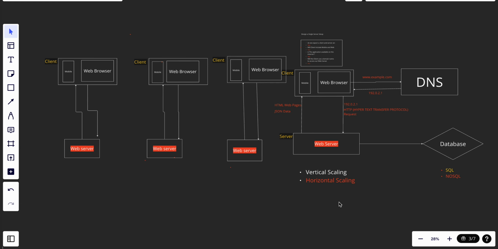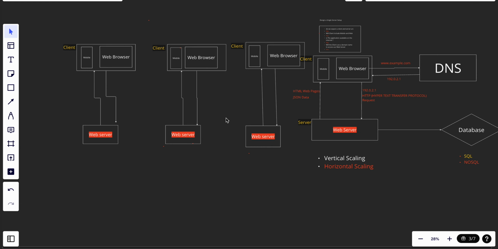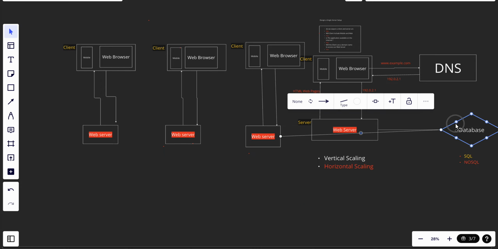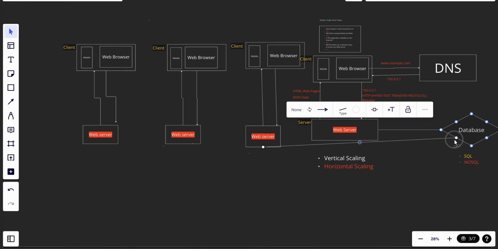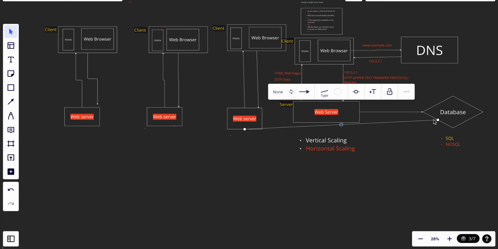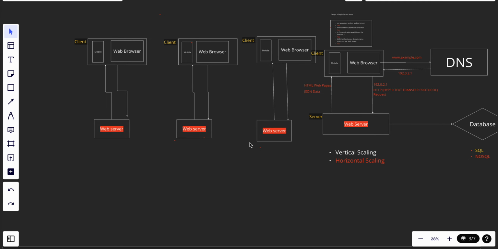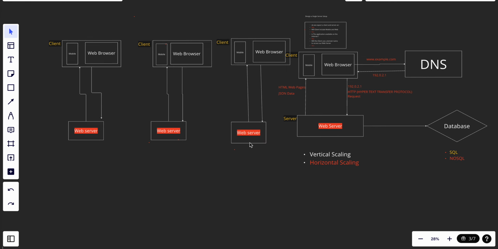By adding these, we make sure that all of our servers are connecting to the database. All of them are connected to the database, but I will not draw all of the lines, because it would be quite hard to present everything.